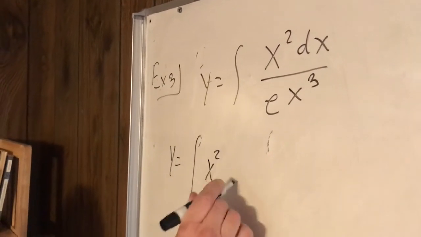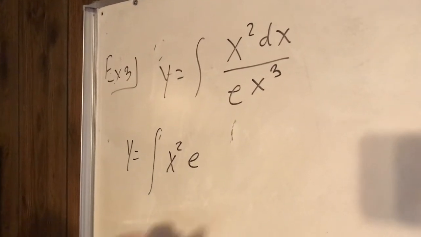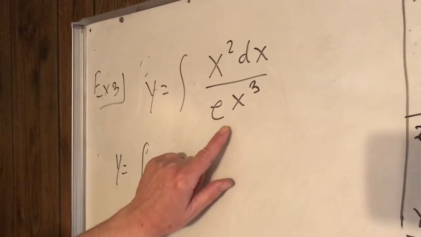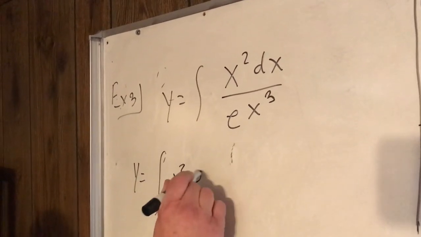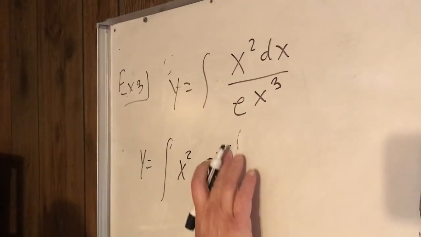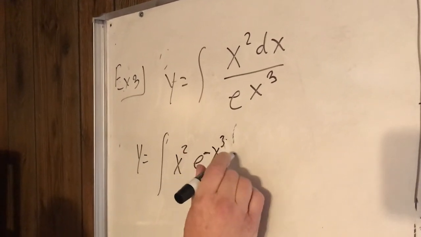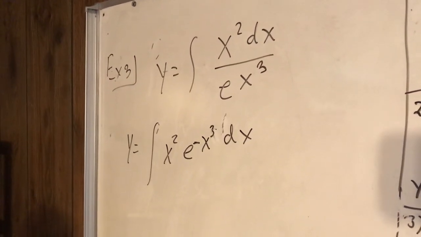All right, so basically, I'm going to rearrange this. X squared, I'm going to bring this up. Now, the power gets negated, not the 3. The power here is x to the third, so it's going to be minus x to the third. Be careful. This is when people make their mistakes. This is a power raised to a power.